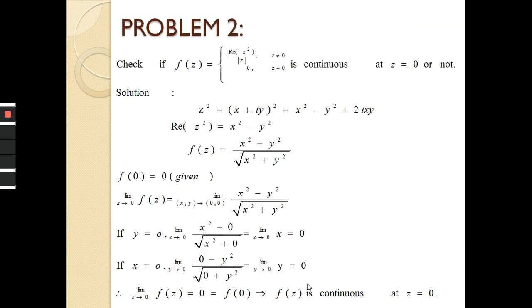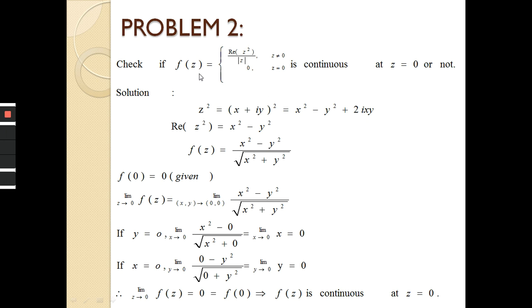Second problem for continuous functions. Check if f(z) equals real part of z squared by modulus z at z not equal to 0, and f(z) equals 0 at z equal to 0, is continuous at z equal to 0 or not. First, we write f(z) in Cartesian form. Z squared equals (x plus iy) whole squared. Real part of z squared equals x squared minus y squared, which implies f(z) equals (x squared minus y squared) by root of (x squared plus y squared).